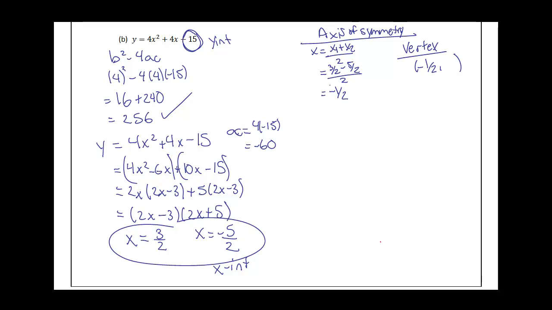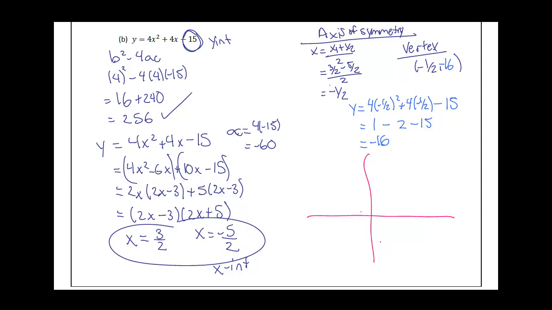So we can go ahead and plug back into our original equation to find our y value, which will be y equals 4 times negative 1/2 squared plus 4 times negative 1/2 minus 15, which equals 1 minus 2 minus 15, which equals negative 16 now. So we have a vertex of negative 1/2, negative 16. So now we should have enough information to go ahead and sketch out our graph here.